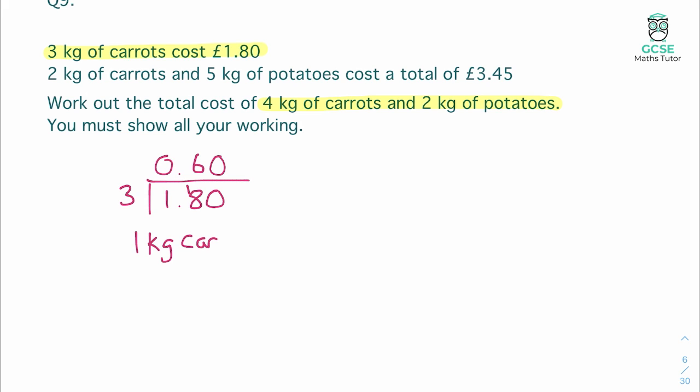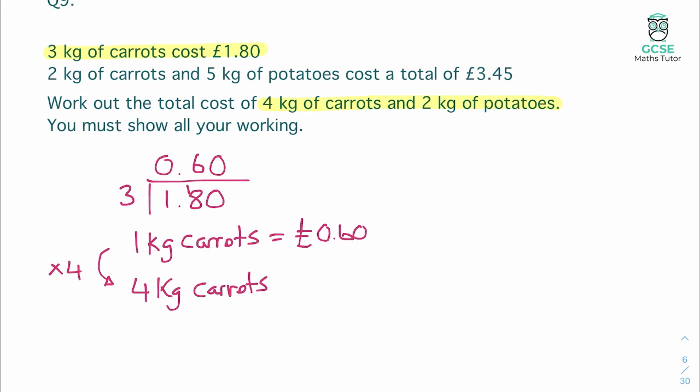equals 60p, and it does want me to work out the cost of 4 kilograms of carrots. So I'm going to times that by 4 as well. We may as well do that now as we're on the carrots. Times that by 4. So 4 kilograms of carrots. And you can take your time to do that. 60p times 2 would be £1.20. Double that again because it's 4. That would be £2.40. So it's £2.40 for 4 kilograms of carrots.